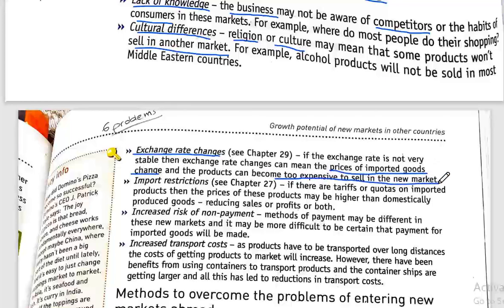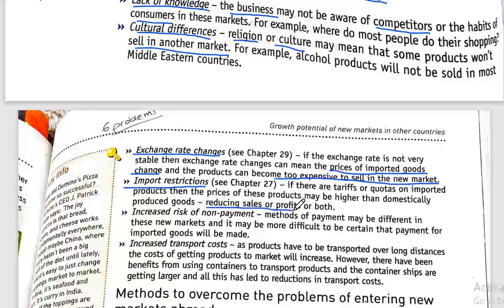So I must make sure that I'm not selling in a country where the exchange rate is way too high. Because if the exchange rate is too high compared to the currency that I have, that means I have to pay more for the products, and it's going to be super expensive for the business. And import restrictions: if there are tariffs or quotas on imported products, then the prices of these products may be higher than domestically produced goods, reducing sales or profits or both.